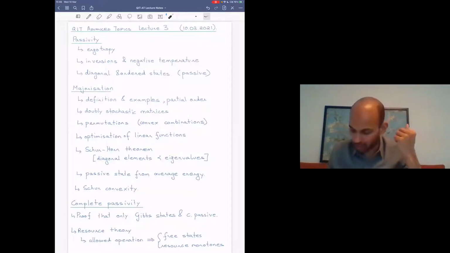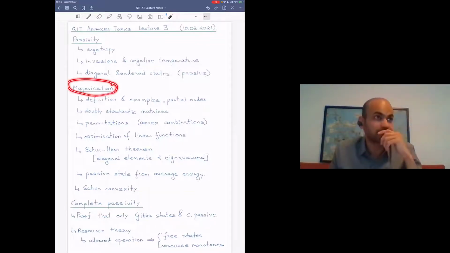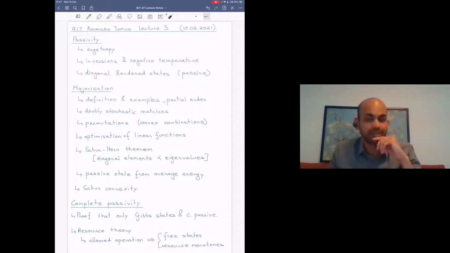But in between, we are going to talk about majorization, which is an extremely useful mathematical tool for thermodynamics, or well, actually for many things in physics. Those of you who will do entanglement and non-locality will find it useful in there as well. But specifically for finite dimensional quantum thermodynamics, majorization is a very important tool. So these are sort of the topics that we will go through today.